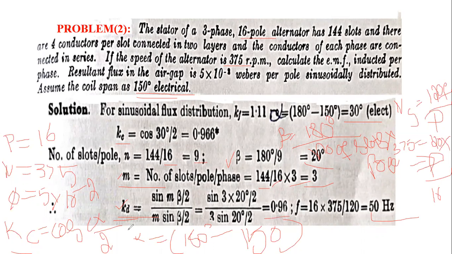After calculating the KD value, then we calculate the frequency by using the synchronous speed formula. What is the synchronous speed? That is 120 F by P. In this case, synchronous speed Ns is 375, equal to 120 into f, f is the unknown term, by P. P is 60. Then we obtain the supply frequency f. Clear, ma?